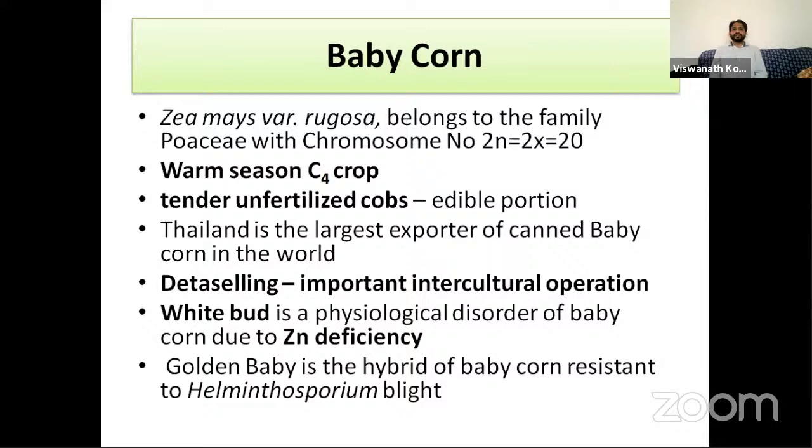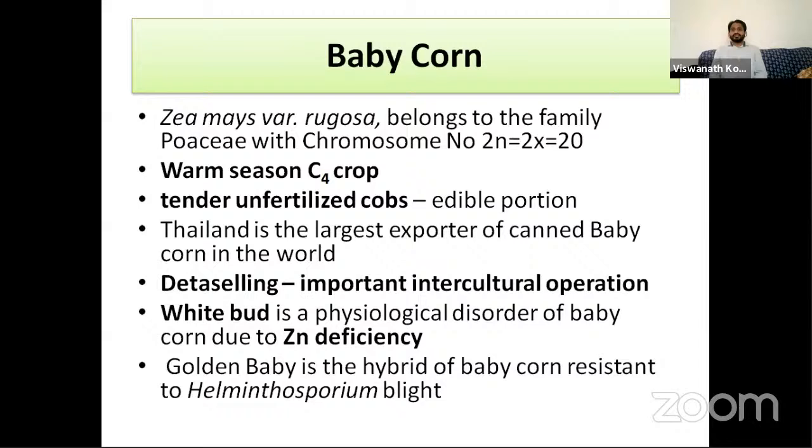You can see the difference between sweet corn and baby corn. In sweet corn, the edible portion is the fertilized, immature seeds. In the case of baby corn, the cobs are unfertilized, that means before fertilization, you consume the ovules directly. That is baby corn. And the important intercultural operation in baby corn is detasseling.